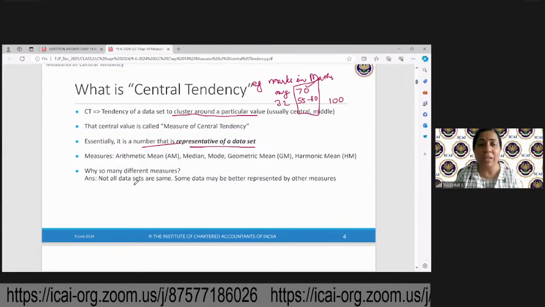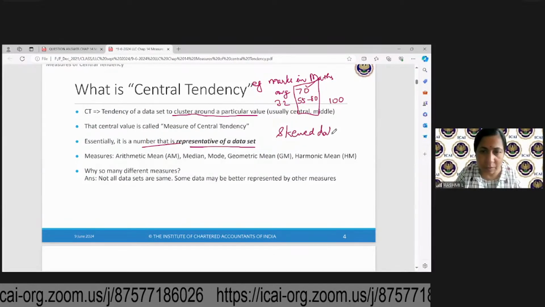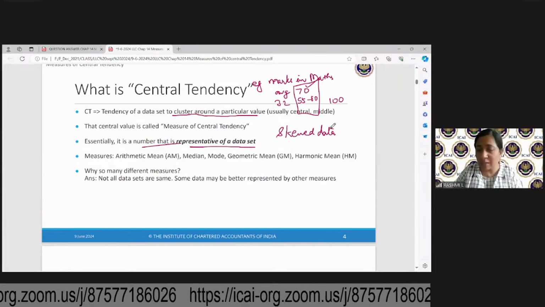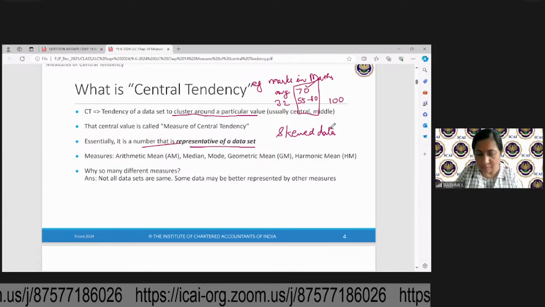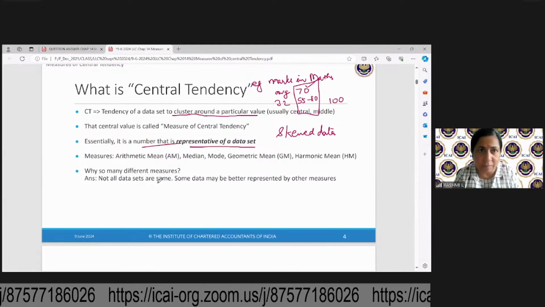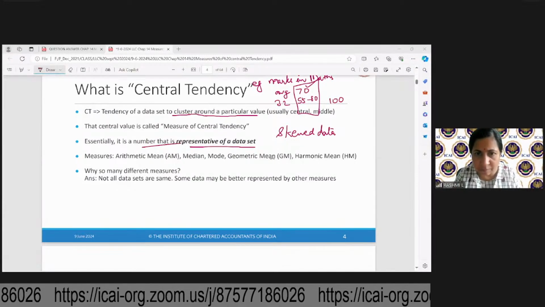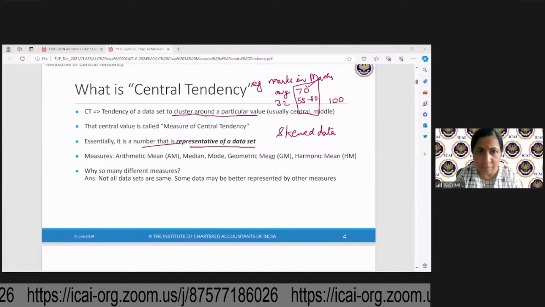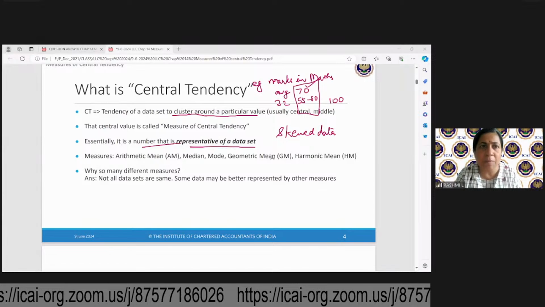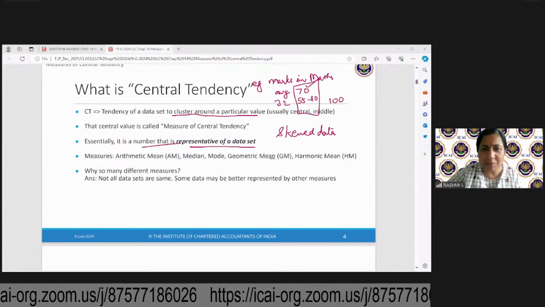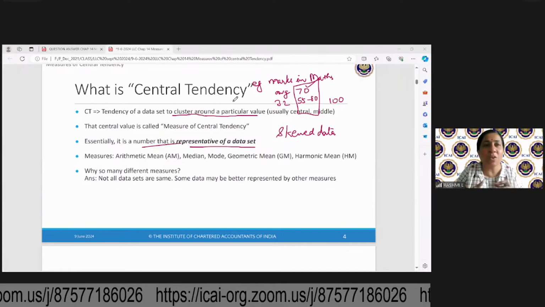Median is when I have skewed data. Okay, what does skewed data mean? Anybody? Can you put it in the chat box? What do you mean by skewed data? Okay, everybody is enjoying the Sunday. Yes, skewed means which is not evenly distributed.